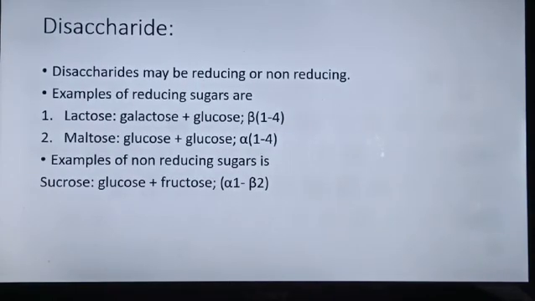Now disaccharides. Disaccharides may be reducing or non-reducing. Examples of reducing sugars are: number 1, lactose. It contains 1 galactose and 1 glucose unit. Both are joined by beta-1,4 glycosidic linkage. Number 2 is maltose, in which 2 glucose units are joined by alpha-1,4 glycosidic linkage. An example of a non-reducing sugar is sucrose, in which glucose and fructose are joined by alpha-1 beta-2 glycosidic linkage.